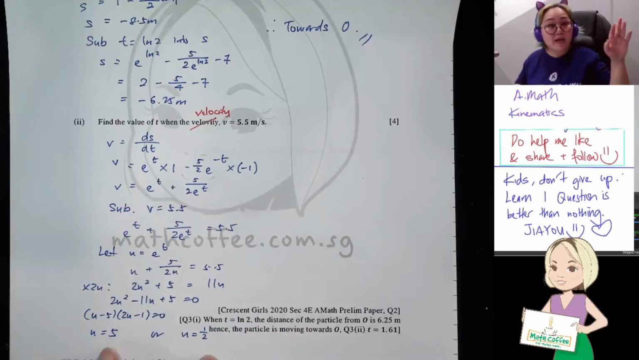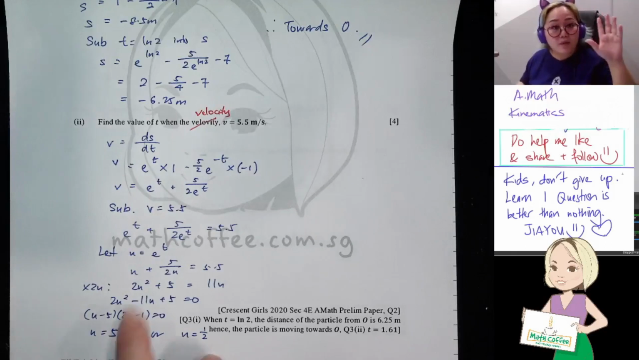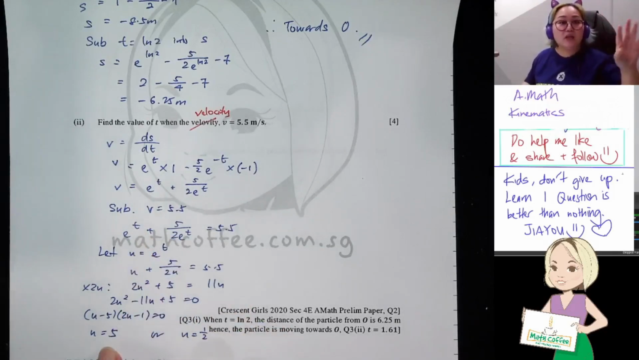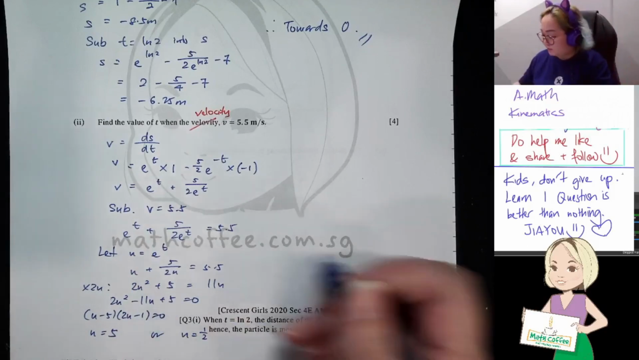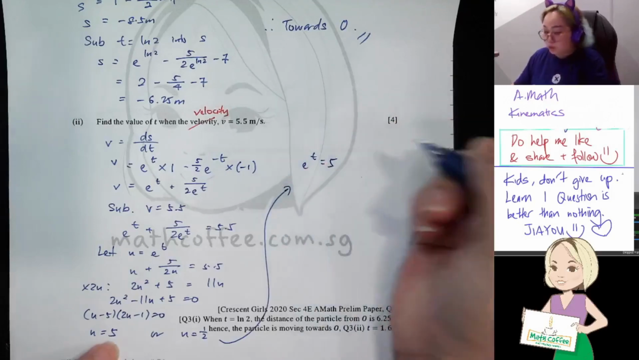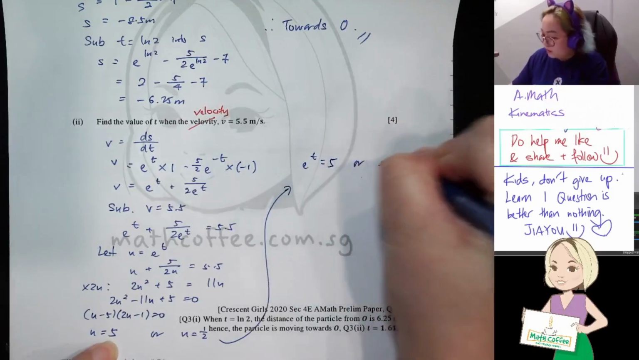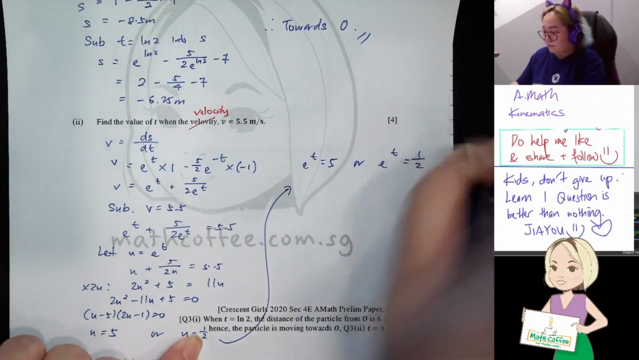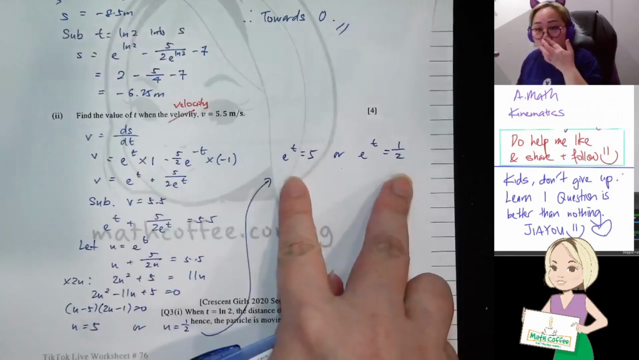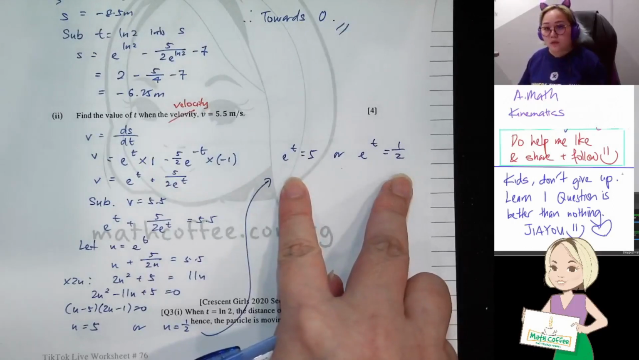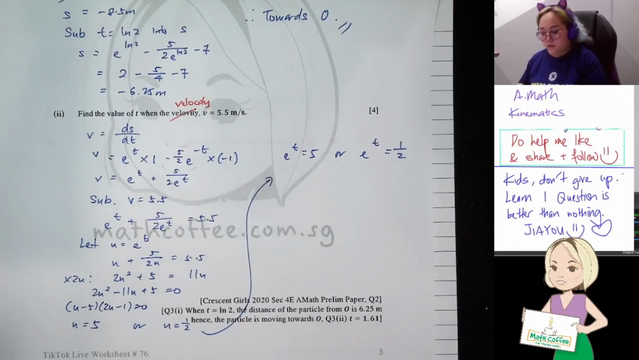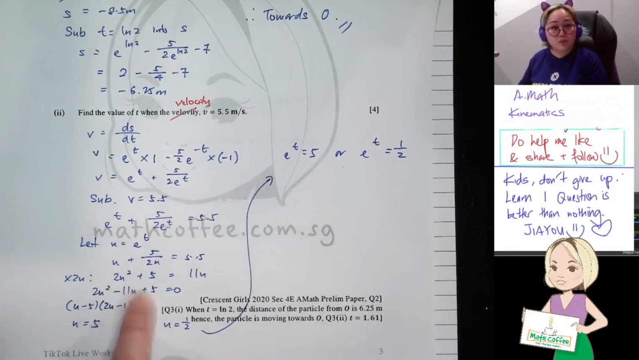Don't stop there. Remember, I only temporarily let the e to the power of t be u, and I solved my u first. I need to bring back my e to the power of t. So continue over here. My e to the power of t equals 5 or e to the power of t equals half. Then I solve this, then I solve this. How to know where to factorize? You're using the cross method to factorize this.